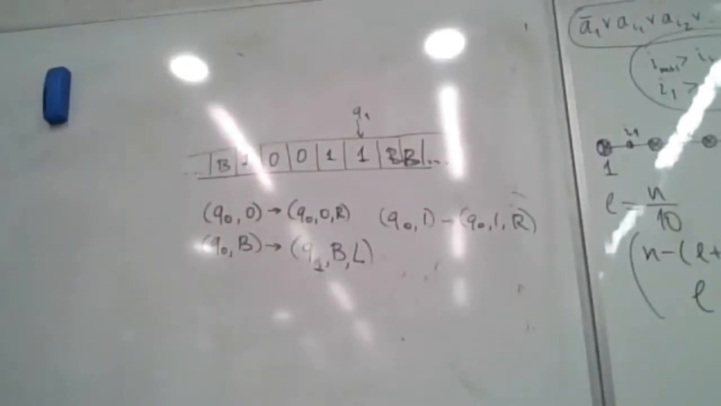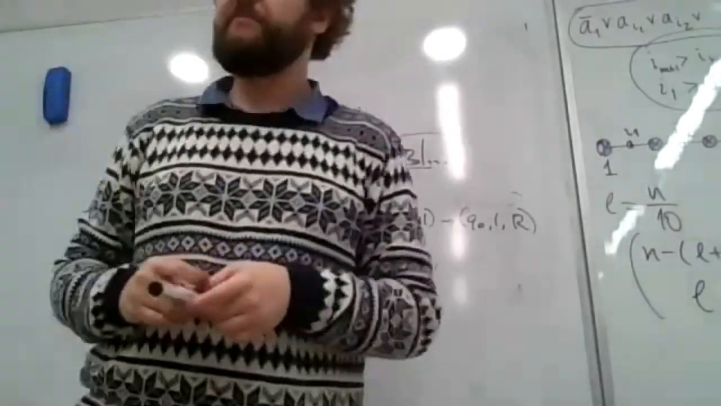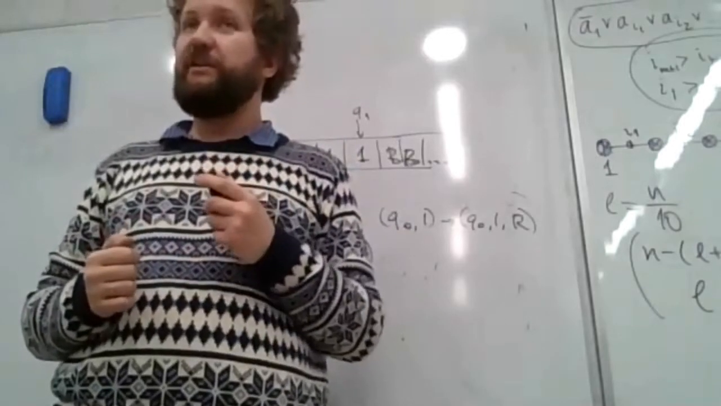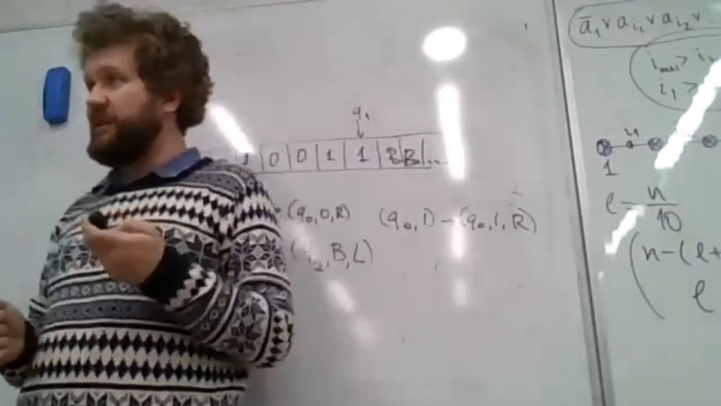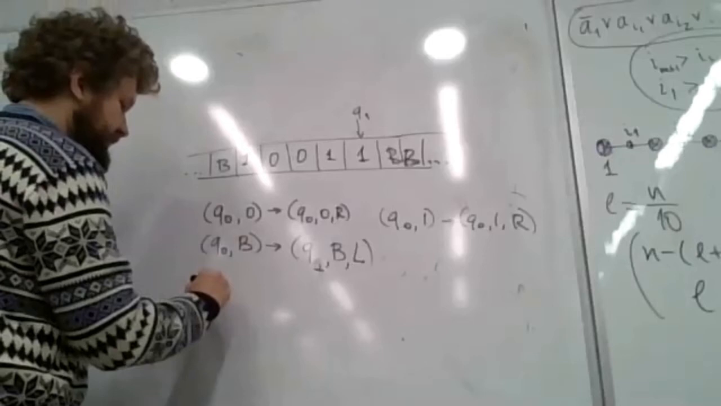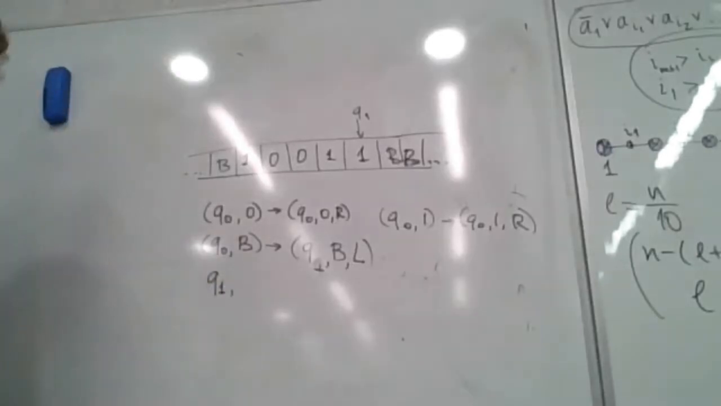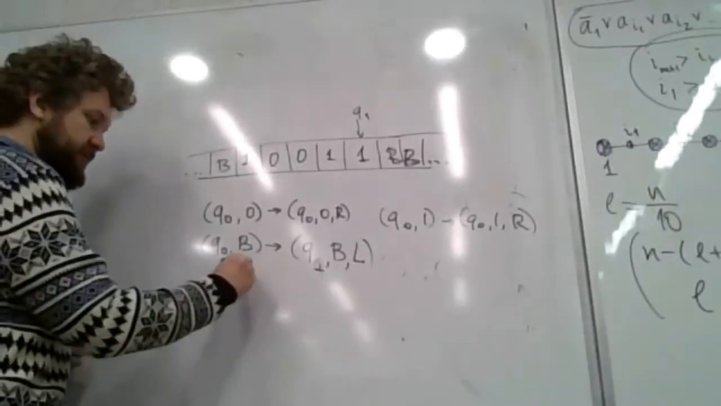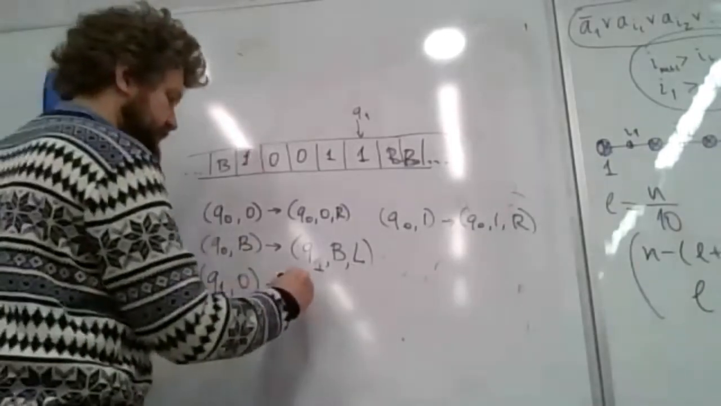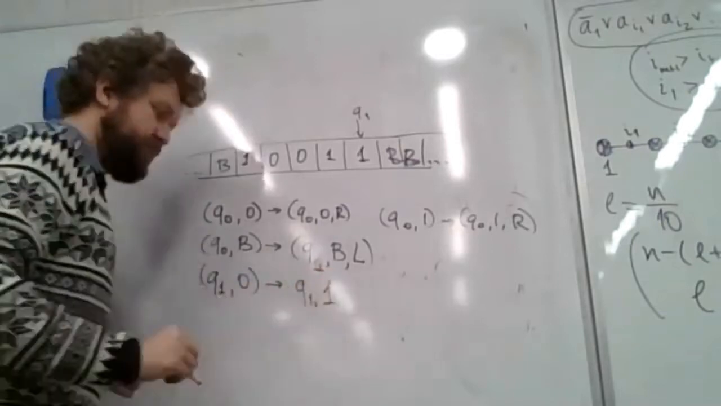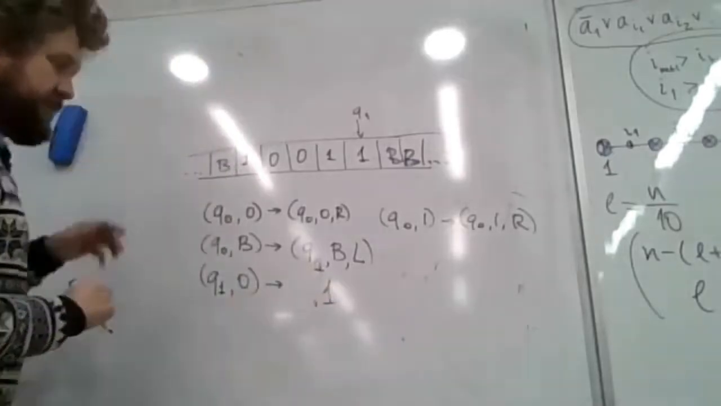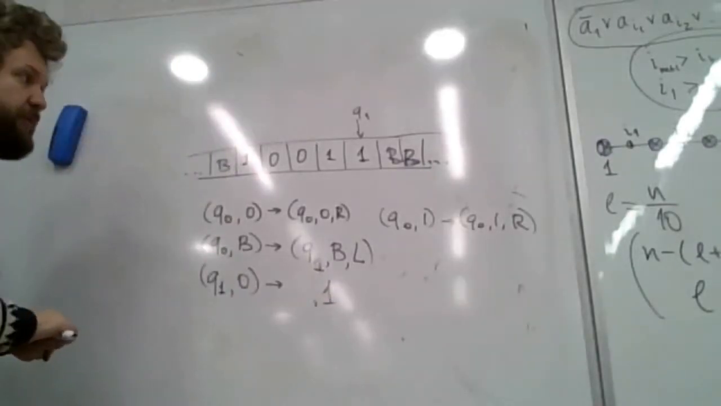And what happens next? If it's zero, it has to be one. But then what are we doing now? We're now adding the unit here. So if we're in state Q1 and we're observing zero, then what should we do? We should put one, but what state should we come to? Not Q1. Q final, yeah, we can do Q final.